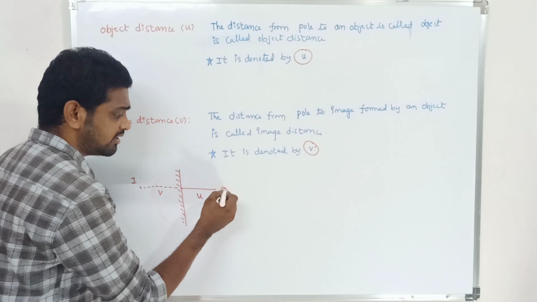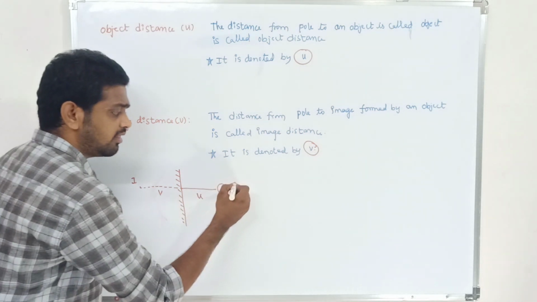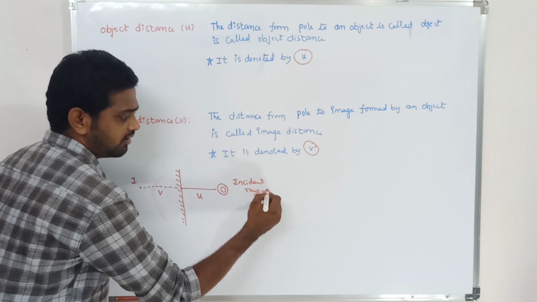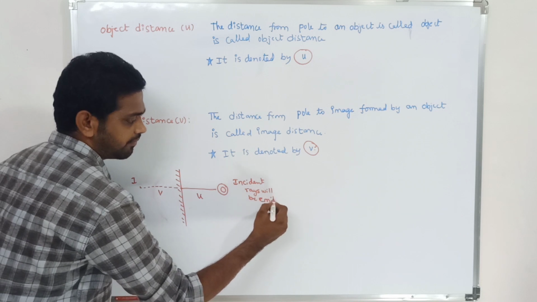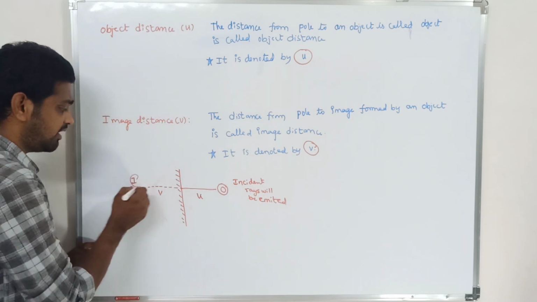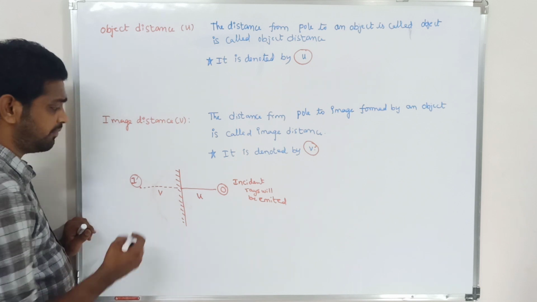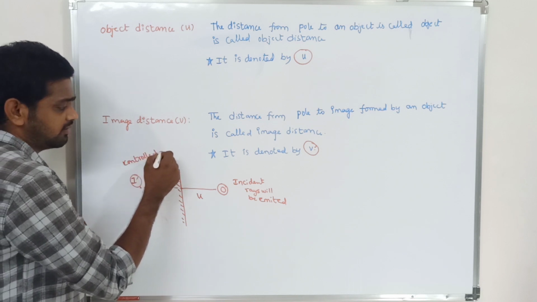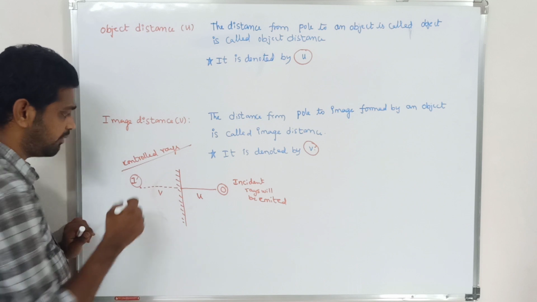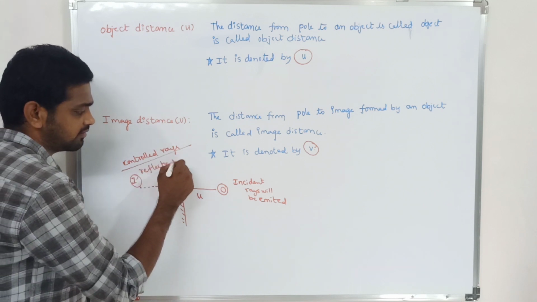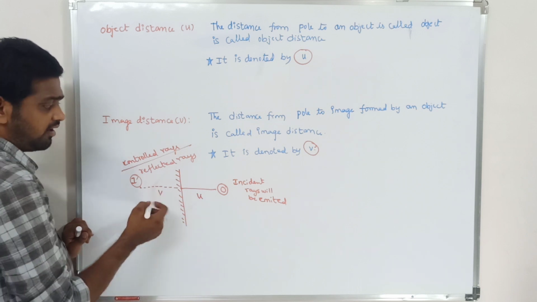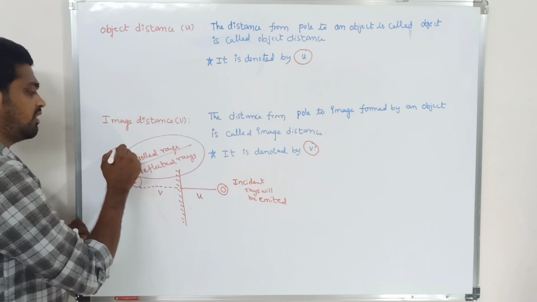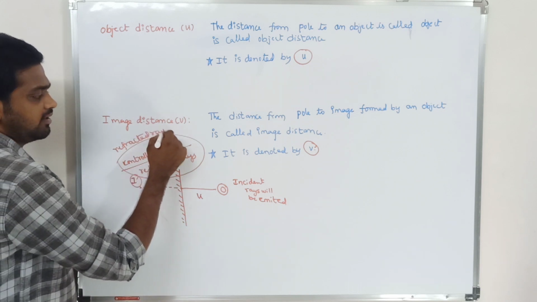If you consider the object, from the object all the incident rays will be emitted. So clear, children? Coming to the image, it will form due to the interception of converging rays or by means of reflected rays in case of a mirror. In case of the lens, the image is formed either by converging rays or refracted rays.